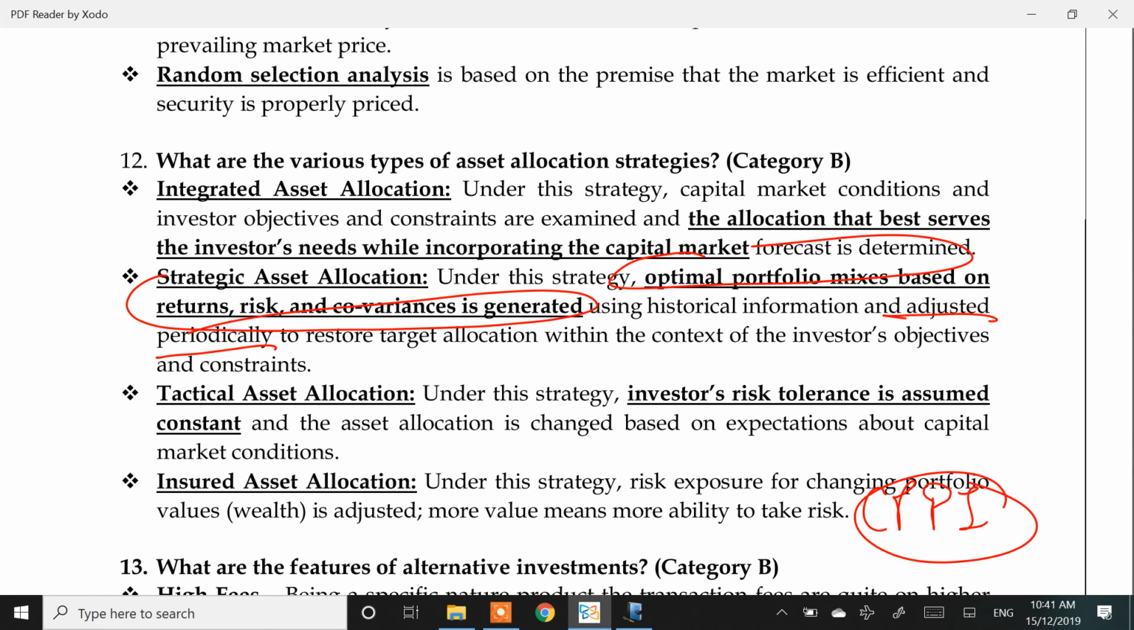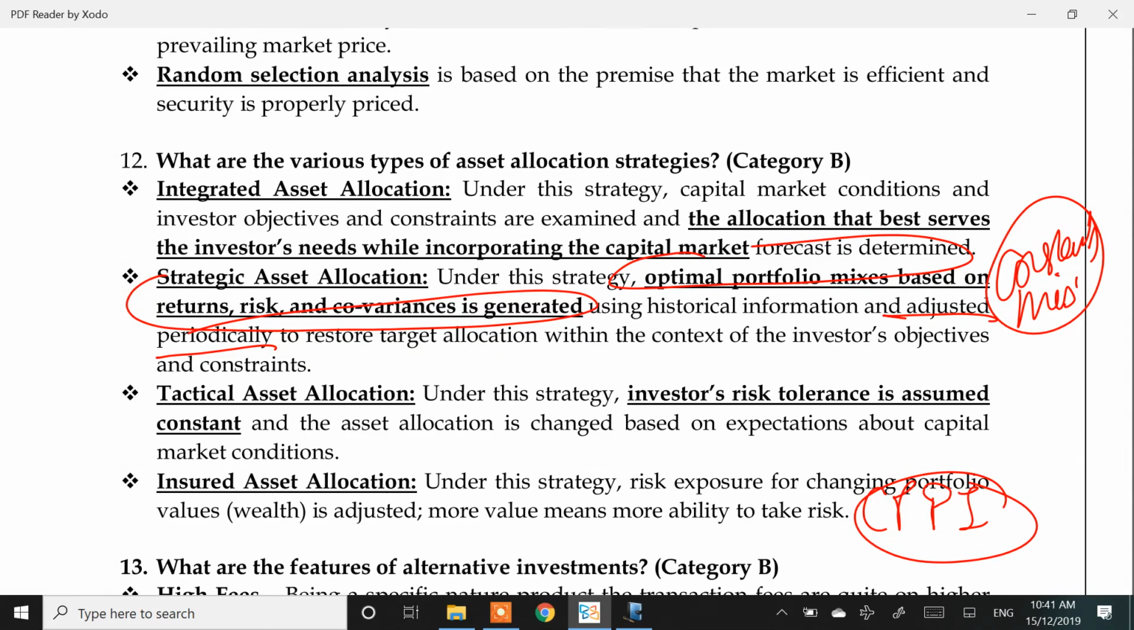Strategic asset allocation strategy is a constant mix strategy, where you have a constant mix of debt, equity and other things. Integrated asset allocation is broadly taking into consideration all these strategies which we have decided on, and it also takes into consideration the investor's risk tolerance level.